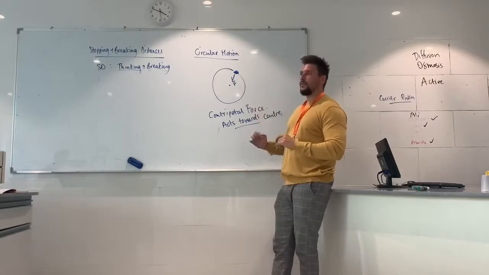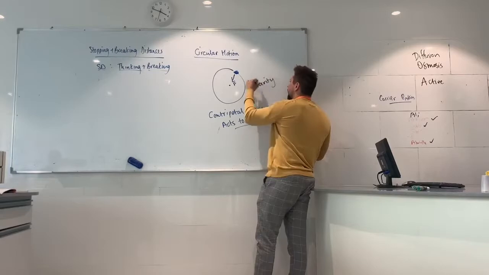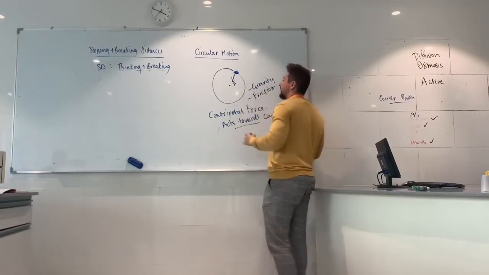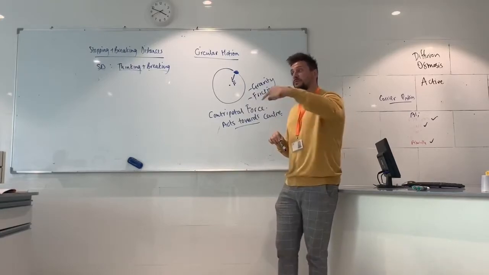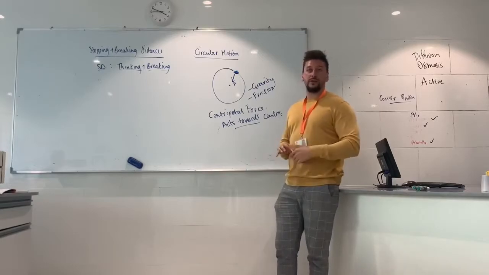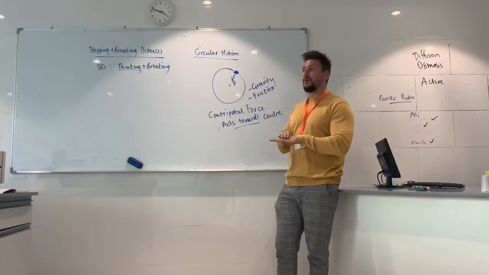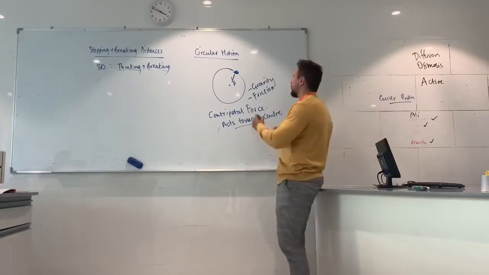Possible centripetal forces: gravity, friction. An example of where friction is a centripetal force: a car driving around a roundabout, for example. The tyres and the road would create friction towards the centre of the roundabout, so it goes in a circle.